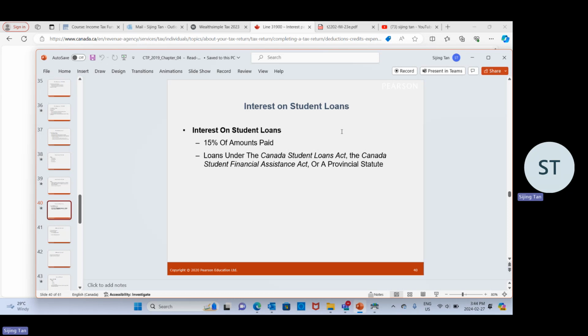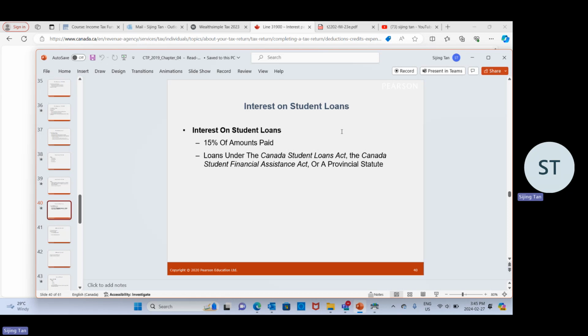Now, back to the question my student asked. Why is my student loan number different from the T2202? Because the student loan is the student loan, and the T2202 is the money you pay to the school, right? You cannot claim the student loan itself, but when you start paying back the student loan, you pay the interest you owe. 15% of that interest you can use to reduce your income taxes.